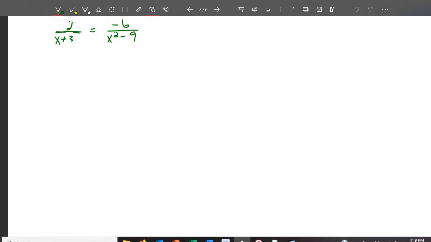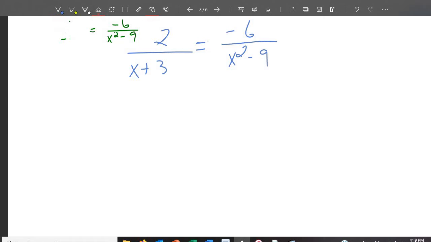Alright, let's look at this one. I don't know why they're so small. Let's do 2 over x plus 3 equals. Now, if your binomial can be factored, you've got to factor it, especially if it's got an x squared in it. Alright, so let's go factor this binomial on the right. It's a difference of 2 squares, so we can factor it out.